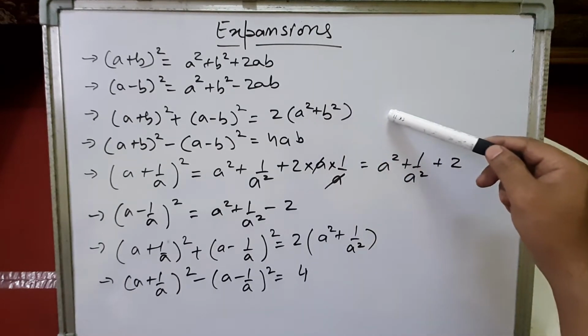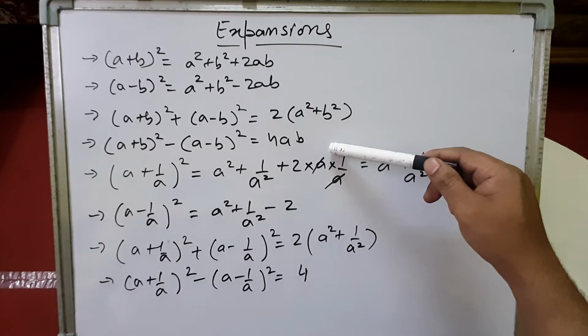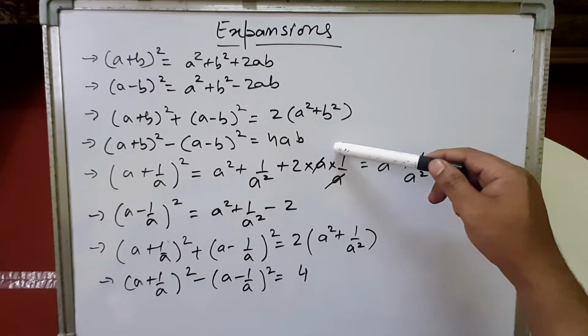The formula for (a + b) whole square plus (a - b) whole square will be 2(a² + b²). Similarly, (a + b) whole square minus (a - b) whole square is 4ab.